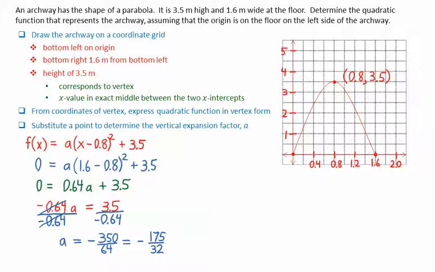Note the negative value for a, as we expected, since this parabola opens downwards. We can then express the equation for this parabola in vertex form. F of x equals negative 175 over 32 times x minus 0.8 all squared plus 3.5.